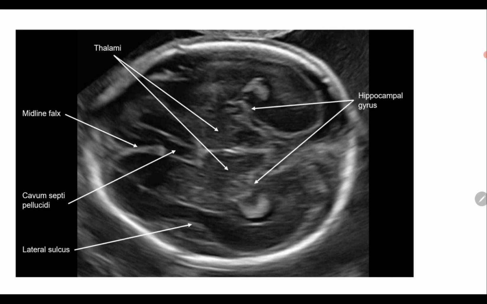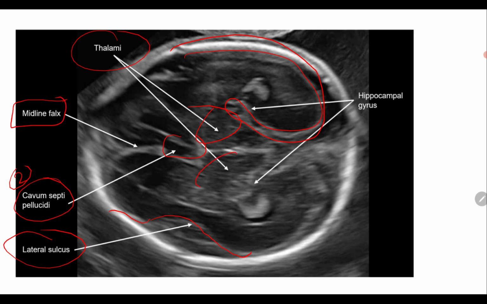So this is the case. This is the midline. This is the transthalamic plane. This is the midline falx cerebri, and this is your rectangular structure, the cavum septum pellucidum, the second structure, and the lateral sulcus. You can see this is the lateral sulcus, which has to be visualized. Then this is the hippocampal gyrus, which has to be visualized. And this is your both side thalamus, and this is the third ventricle. Okay, this is the hippocampal gyrus.